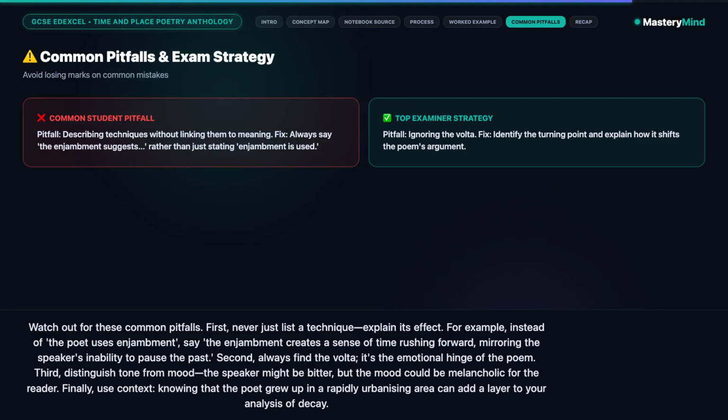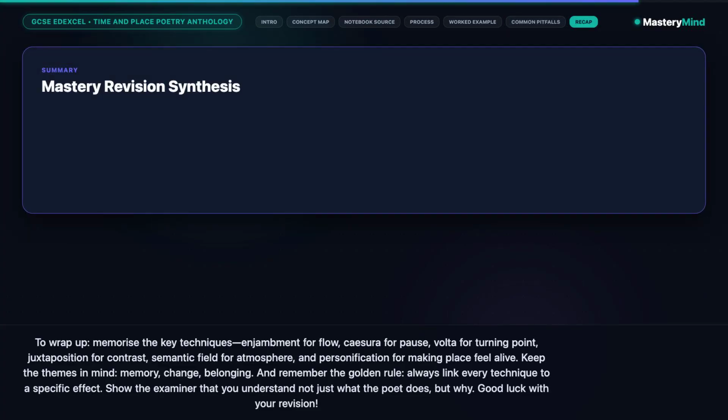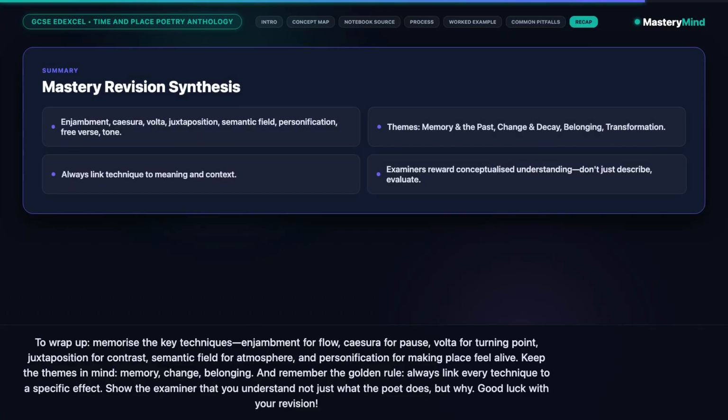analysis of decay. To wrap up, memorize the key techniques: enjambment for flow, caesura for pause, volta for turning point, juxtaposition for contrast, semantic field for atmosphere, and personification for making place feel alive. Keep the themes in mind: memory, change, belonging. And remember the golden rule: always link every technique to a specific effect. Show the examiner that you understand not just what the poet does, but why.